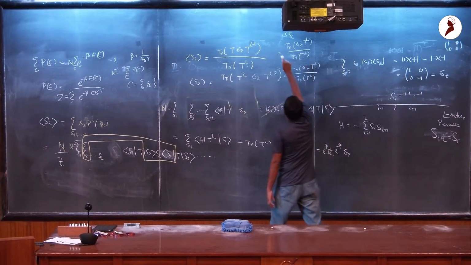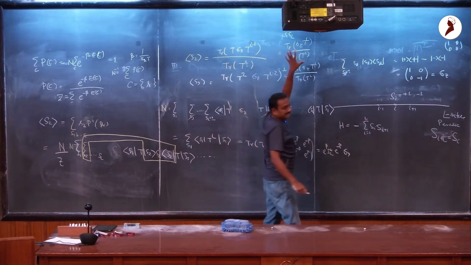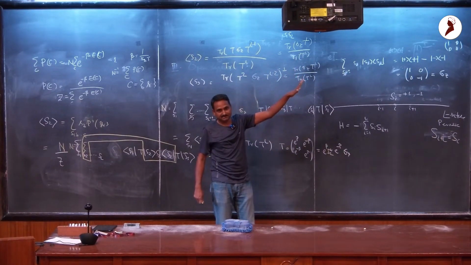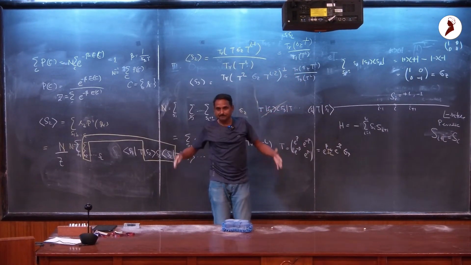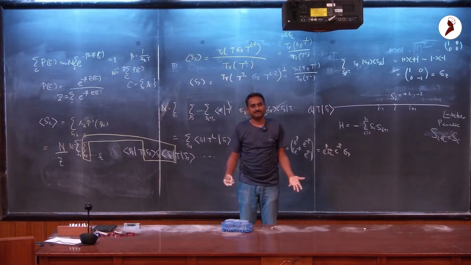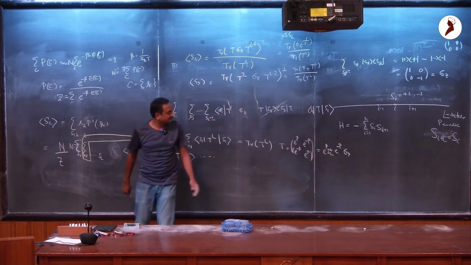So this is the sigma z expectation value. Every site has the same magnetization. The sigma z expectation value is the magnetization, okay? And in every place you have the same value, so you can multiply by L, divide by L, so it's an extensive quantity.